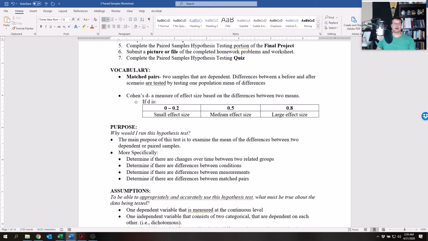Determine if there's differences between measurements. For example, with credit scores, you have different credit score companies. One credit score company will rate you this way, another credit score company will rate you that way. Are there differences between the two, and are those differences consistent? And then matched pairs, there's lots of different matched pairs, and we'll go through some more examples about that.